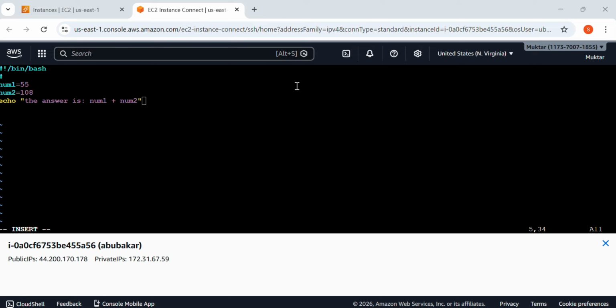Bash scripts, and you want to add two numbers together. Simple, right? So you do what actually kind of makes sense. You type this: /bin/bash, then #, num1=55, num2=108, then echo the answer is $num1 + $num2. So let's check whether it actually gives us 163 or is just going to give us something else.